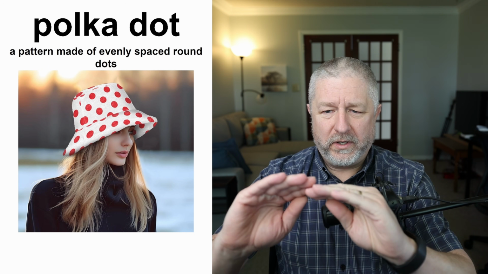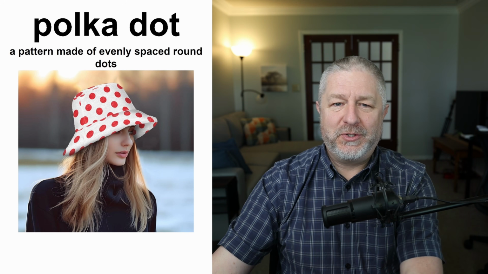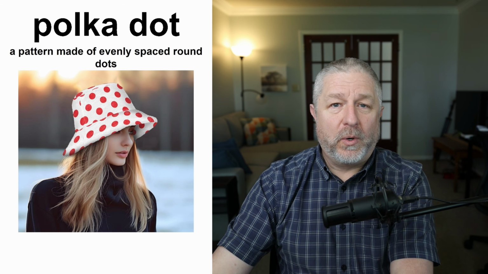Polka dot, a pattern made of evenly spaced round dots. So this is a polka dot hat. Sometimes polka dot is one word, but my understanding is the most correct way to write it is as two words. So you could have a polka dot dress, a polka dot shirt, a polka dot hat. And generally, it's not a super common pattern in fashion, but you do see it from time to time where someone is wearing something that is polka dotted.